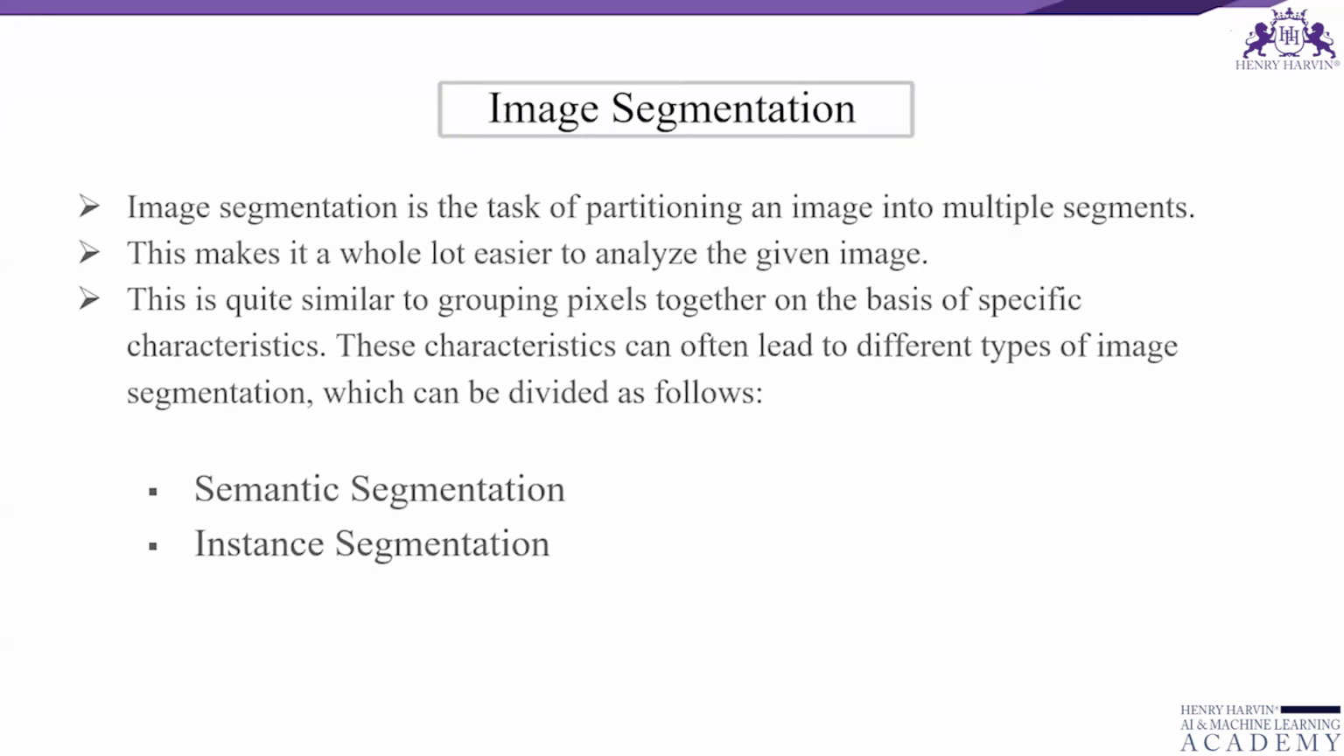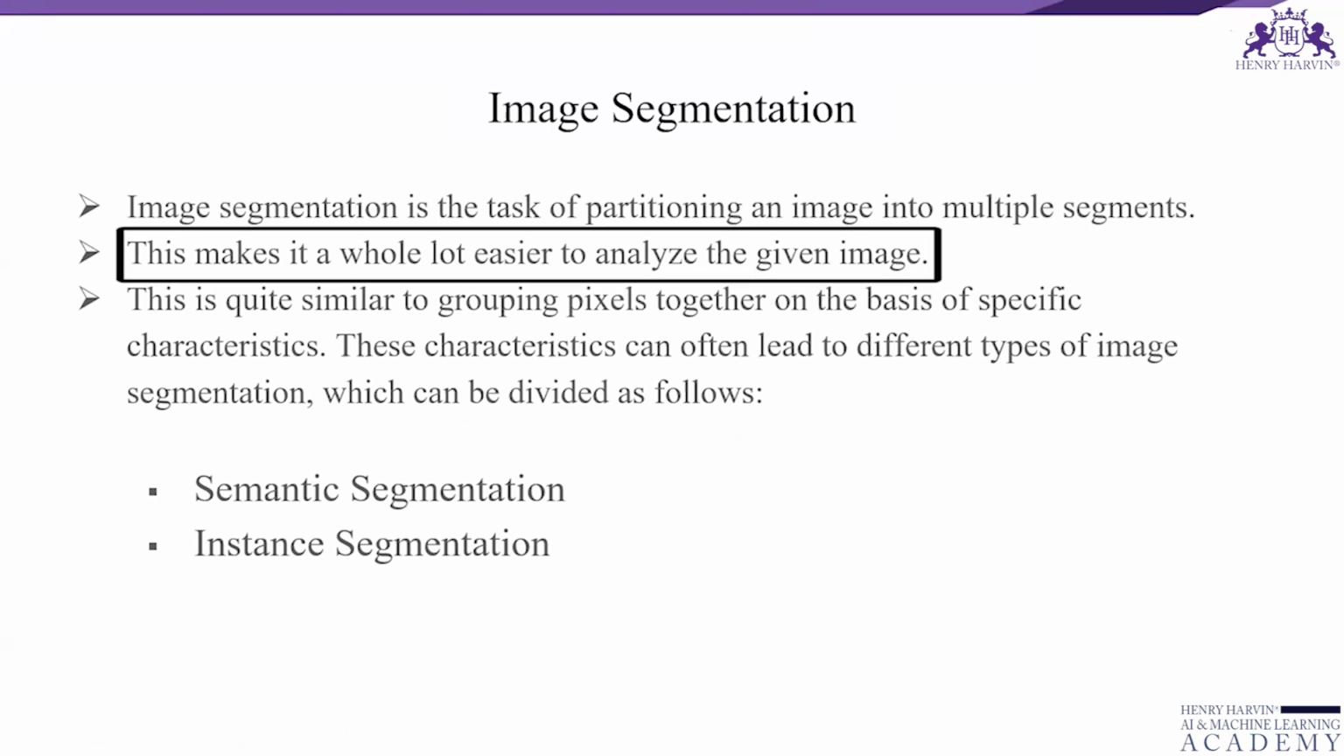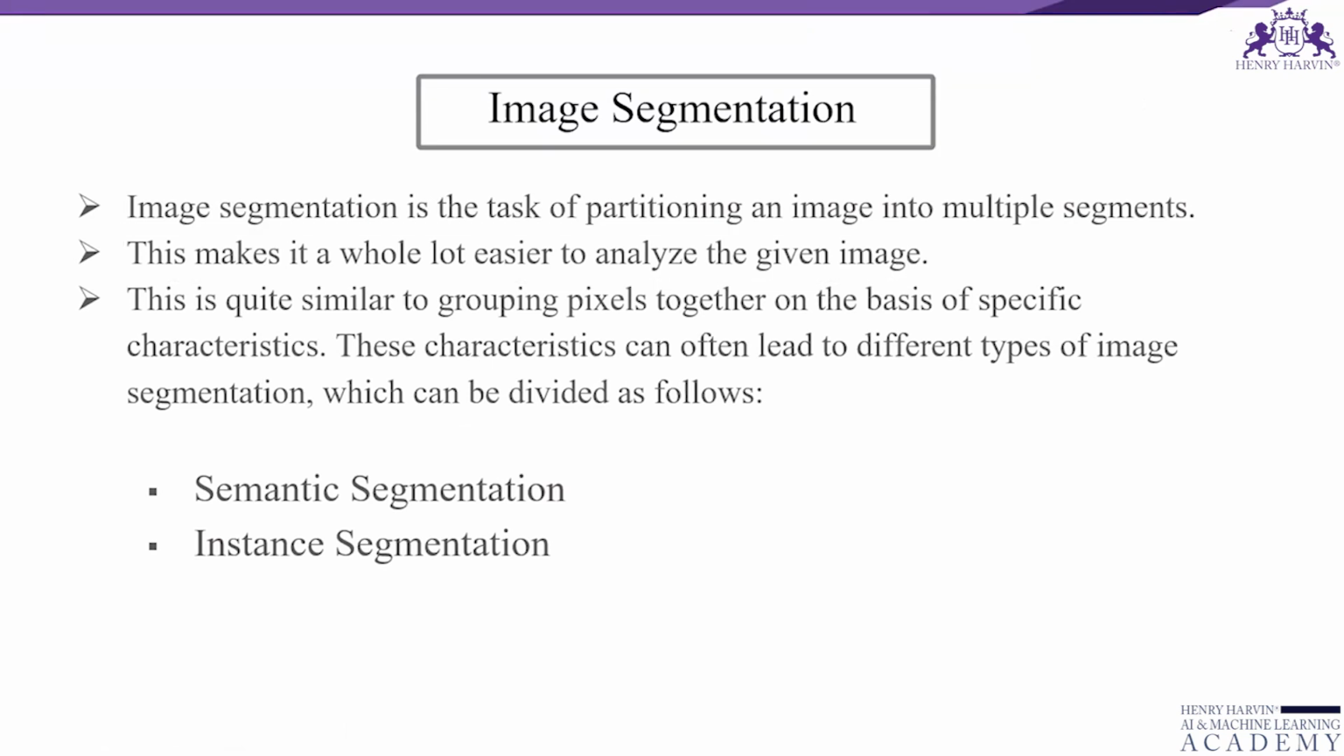So now let us try to understand what image segmentation is. Image segmentation is the task of partitioning an image into multiple segments. This makes it a whole lot easier to analyze the given image. So how can I understand this better? It is a computer vision task in which we label specific regions of an image according to what is shown. So basically what we try to do over here is find what is in this image and where it is located. I'll show you some pictures and help you understand that.